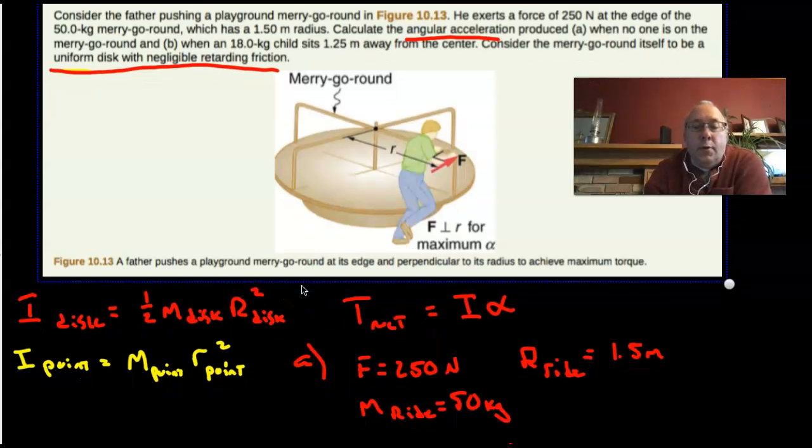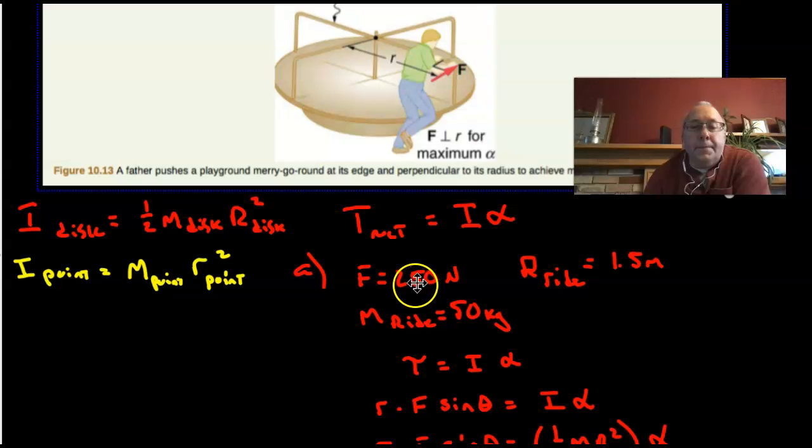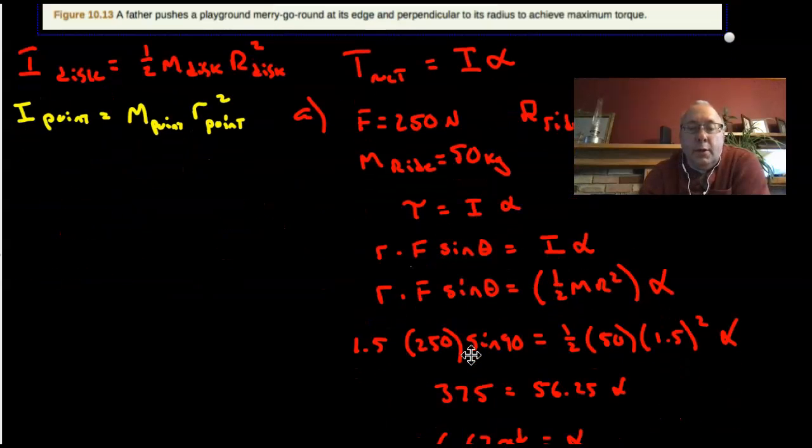So again, what we want here is just the net torque equals I alpha. So the force of pushing is 250 newtons out at the edge of the ride, which is 1.5 meters away, and the mass of the ride is 50 kilograms. So the first part of the problem, we can just use torque equals I alpha. There's only one torque, and it's just the ride itself. So we have R F sine theta equals 1/2 m r squared alpha. Okay, again, moment of inertia of a disk.